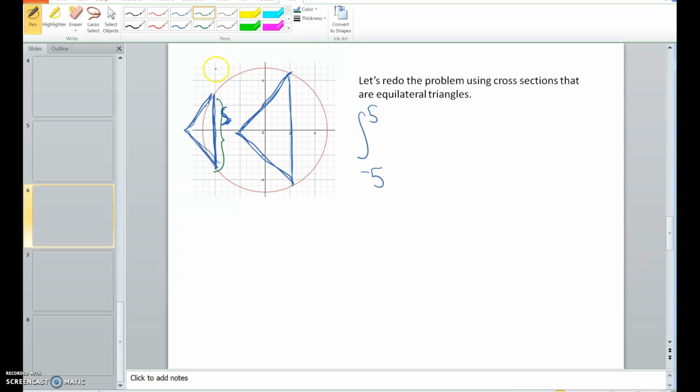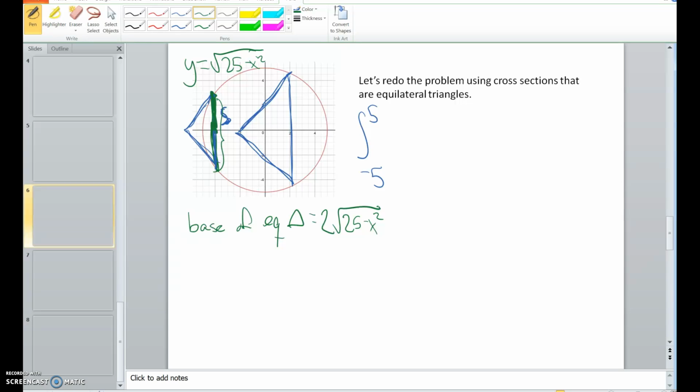So the top half of the circle is still y equals square root of 25 minus x squared. So if the distance from the x-axis up to the top of the circle is the square root of 25 minus x squared, then this whole distance from top to bottom is just going to be twice that length. So the base of this equilateral triangle, as we go across, is going to be 2 times the square root of 25 minus x squared.